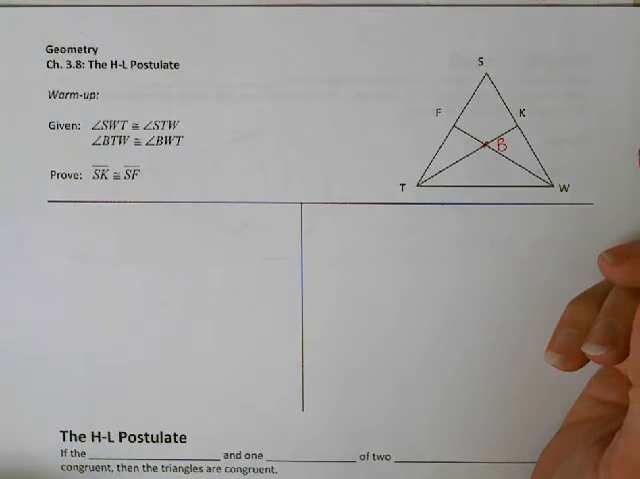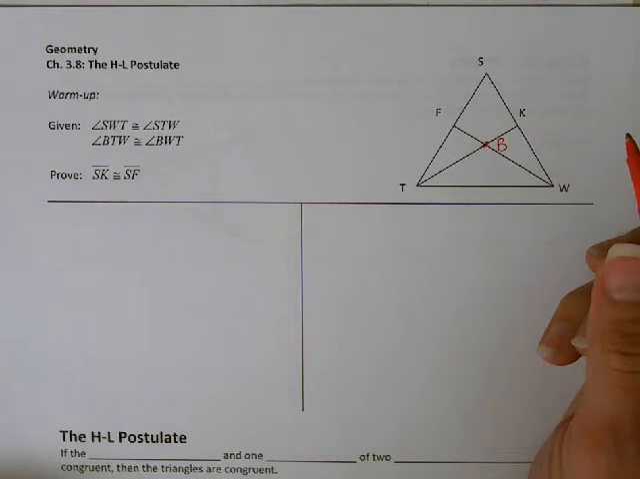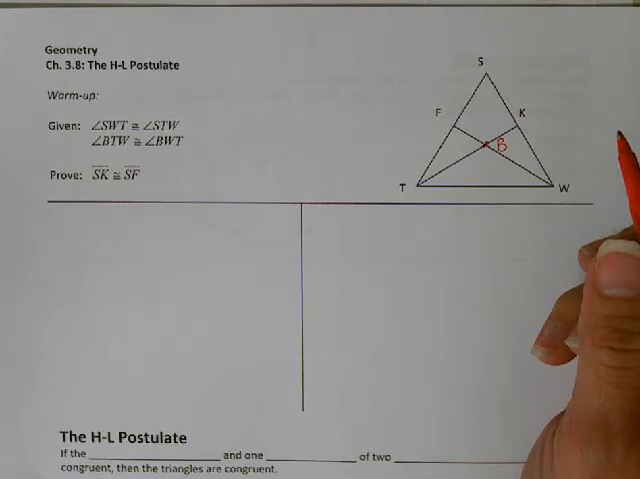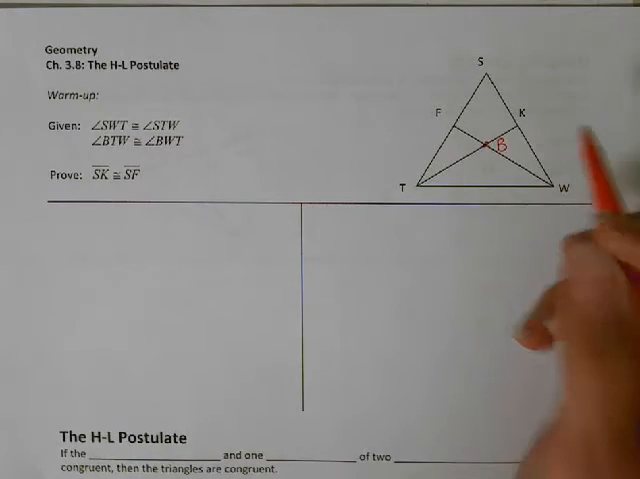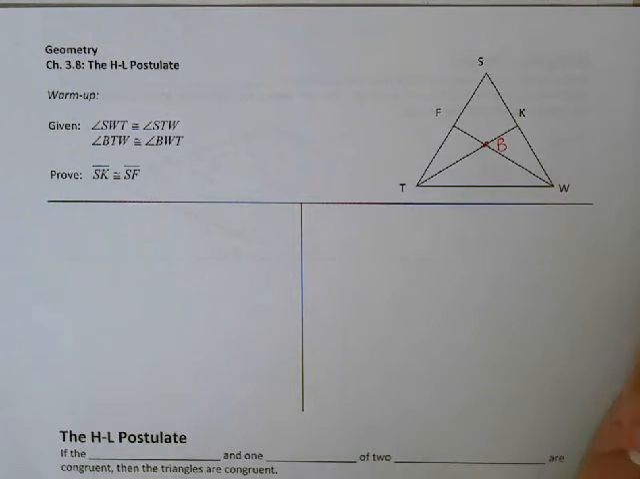Okay, so we are going to learn what's called the HL postulate today, but we're going to start with a warm-up, so if you can go ahead and work on that. One thing you need to know is I forgot to label this point here. It's point B, the intersection of those two lines.